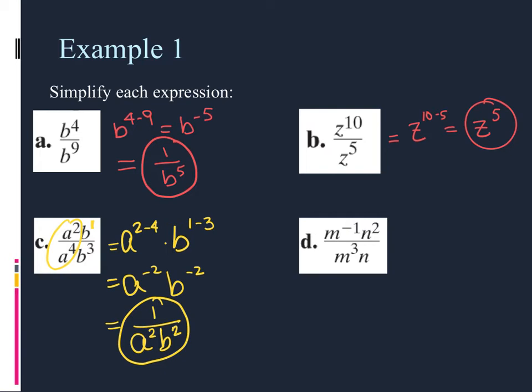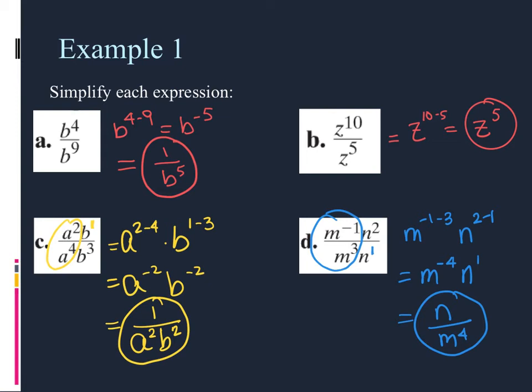And then for part D, I'm going to do the exact same thing where I'm going to address the like terms. So I have m to the negative 1 minus 3 times n to the 2 minus 1, because remember that's really a 1 there. So when I simplify, negative 1 minus 3 is really a negative 4, and then 2 minus 1 is really 1. So in this case, you only have one negative exponent, and that's m. So n can go ahead and stay in the numerator, and I'm going to move m to the 4th down to the bottom, and this is my final answer.